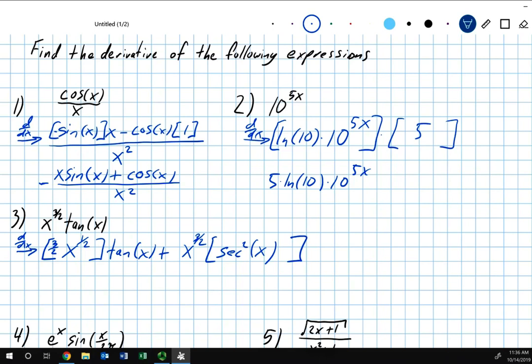And if I pull out an x to the 1 half, that's a square root of x times, looks like I get 3 halves tangent of x, plus, if I pulled out x to the 1 half, what is left for the second term? Looks like x to the 1, so that is just x secant squared of x. It's a little better, certainly a little nicer. All right, and there's not much I can do with that.